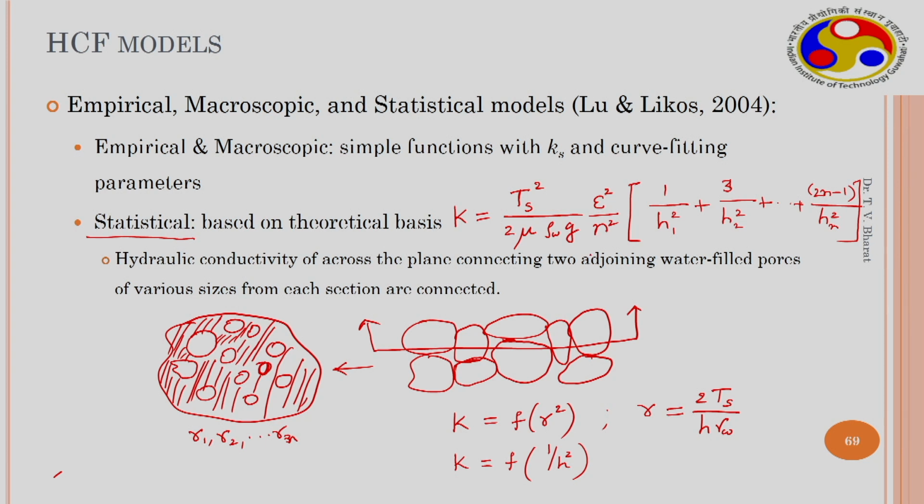So the different expressions for hydraulic conductivity function based on statistical models will have K as a function of 1 over H1 square plus 3 by H2 square, like that. Essentially they indicate the different pore sizes you have in the soil mass.